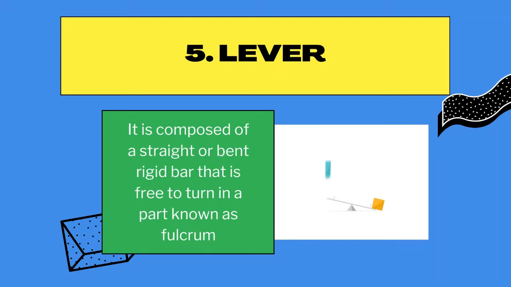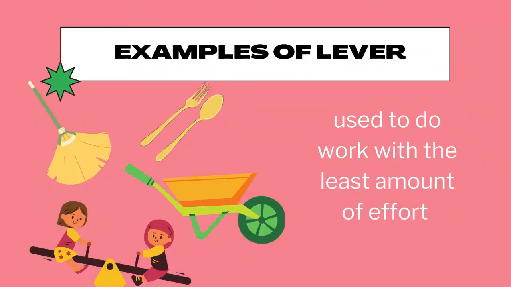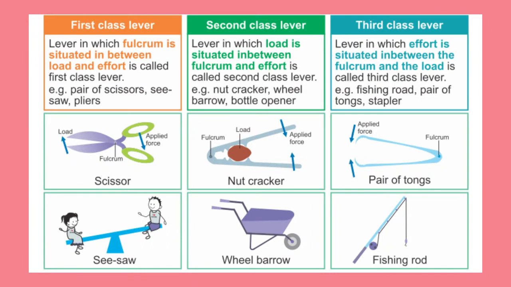We have the lever. It is composed of a straight or bent rigid bar that is free to turn on a part known as the fulcrum. Some examples of lever: we have the broom, the spoon and fork, the wheelbarrow, and the seesaw. They are used to do work with the least amount of effort. There are 3 classes of lever.